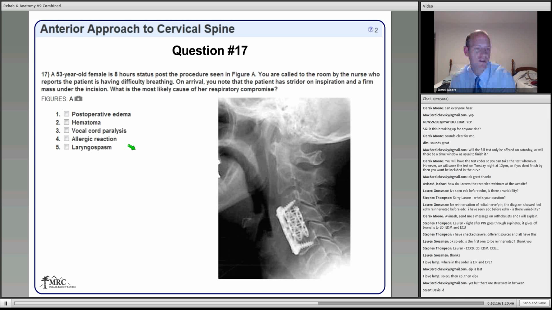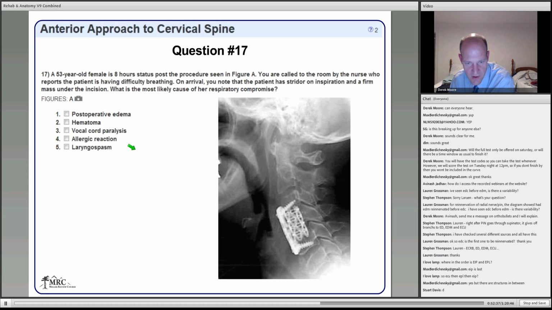So next question, you have a 53-year-old female who has 8 hours status post the procedure seen in figure A. You are called to the room by the nurse who reports the patient is having difficulty breathing. On arrival, you notice that the patient has stridor on inspiration and a firm mass under the incision. What is the most likely cause of a respiratory compromise?